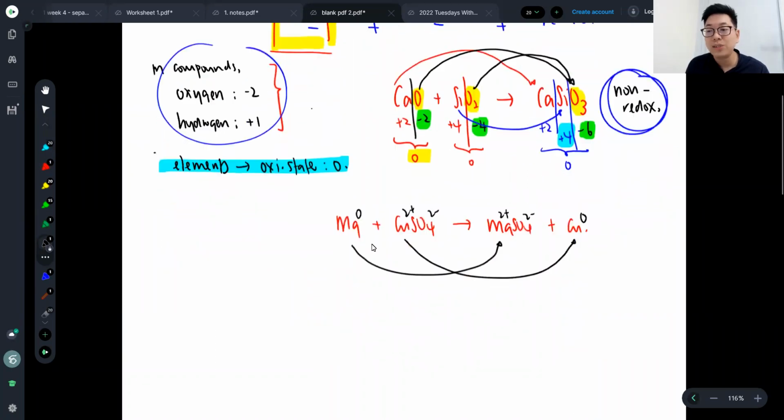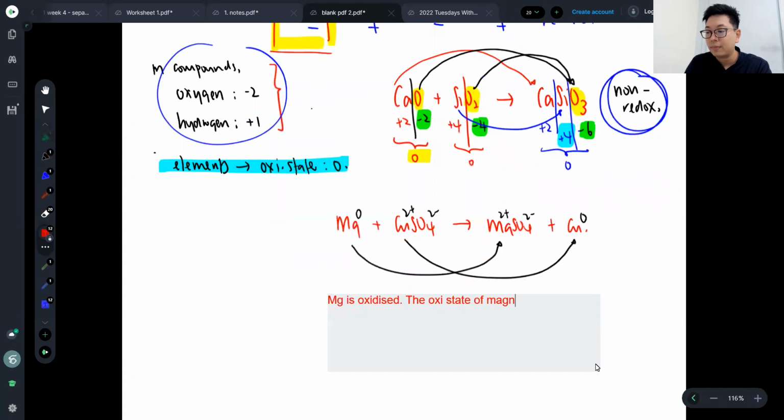Now, once you're clear on that, you can structure your answer. Some schools use slightly different versions. Here is mine. First of all, I always start with what is oxidized or what is reduced. So magnesium is oxidized. And how do we know this? The oxidation state of magnesium increases from, now always give me a number in the reactant, 0 in Mg to a number in the product, +2 in MgSO4. That's it.